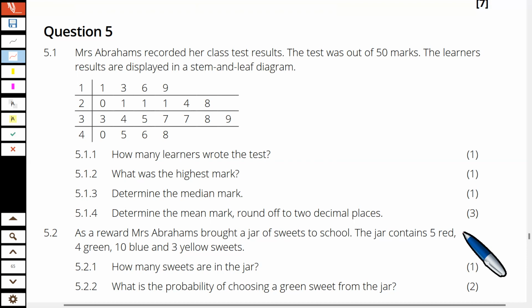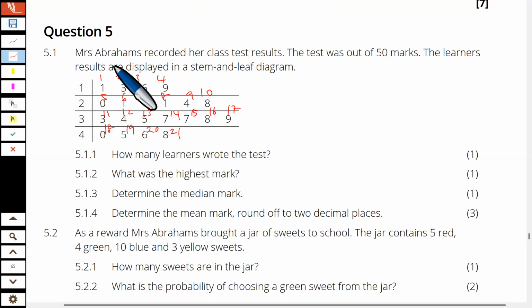Right, so we're dealing with 5.1.1. How many learners wrote the test? So you'll have to count because these are the marks of the learners. So this is 1, 2, 3, 4, 5, 6, 7, 8, 9, 10, 11, 12, 13, 14, 15, 16, 17, 18, 19, 20, 21. How many learners wrote the test? Because we're counting the marks of the learners.